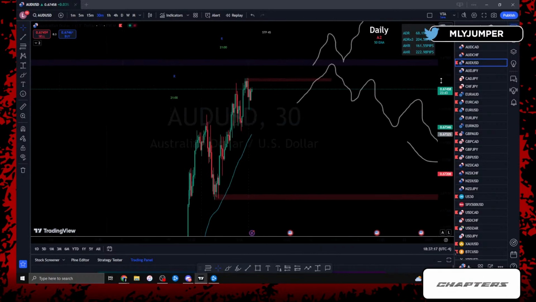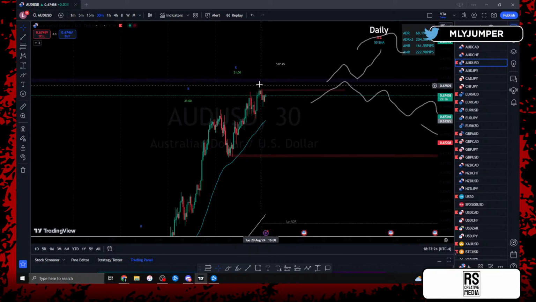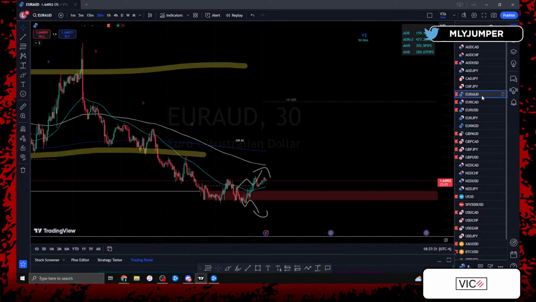So at this moment, we already know AU. Before I could enter a trade here, I need to start seeing lower lows and lower highs. The fact that we're still giving higher highs and higher lows, I'm not going to be looking for any entries on AU just yet until we start seeing lower lows and lower highs.